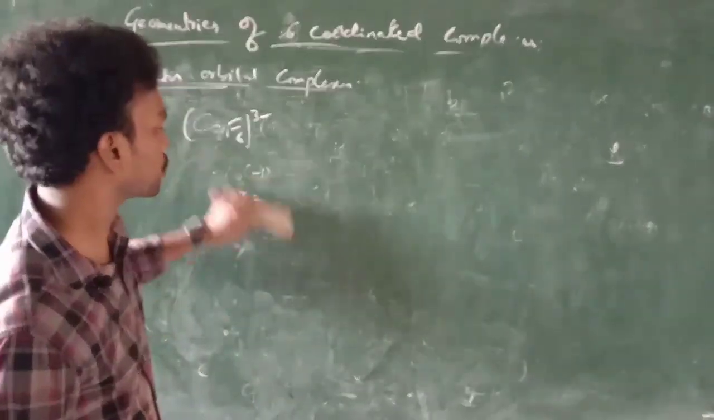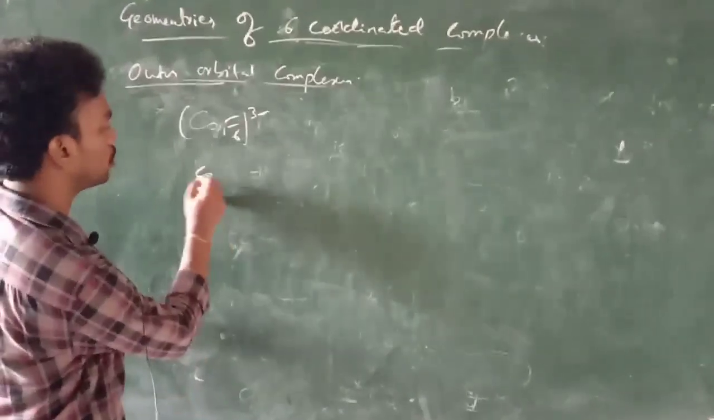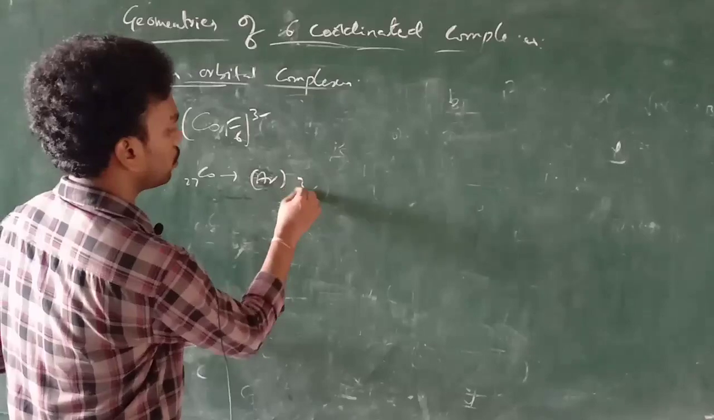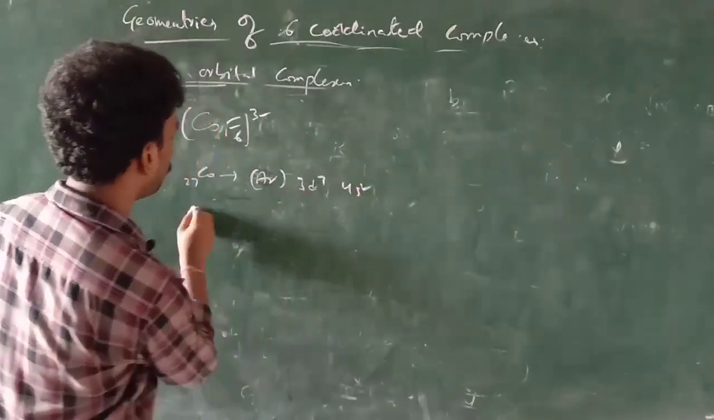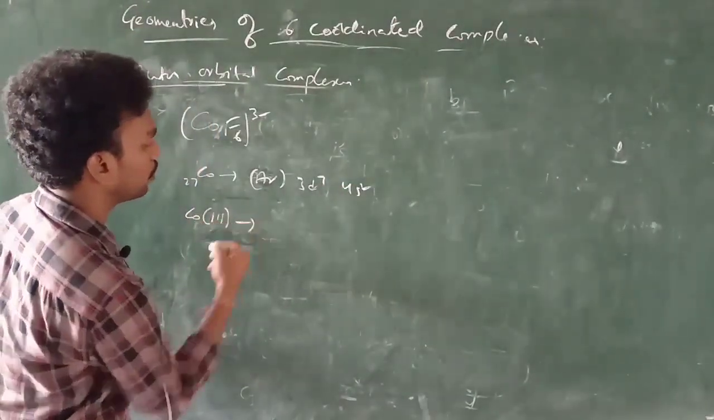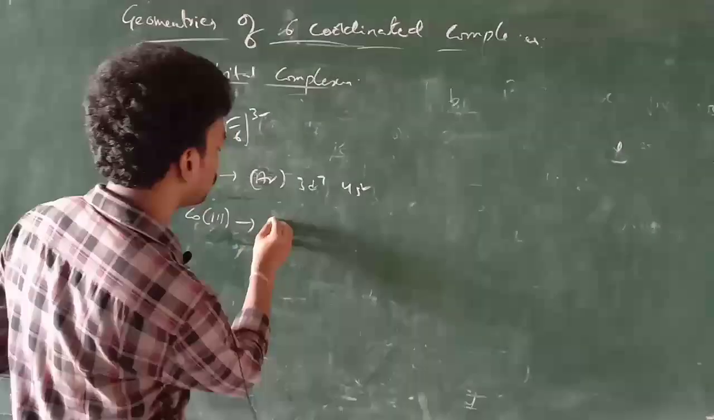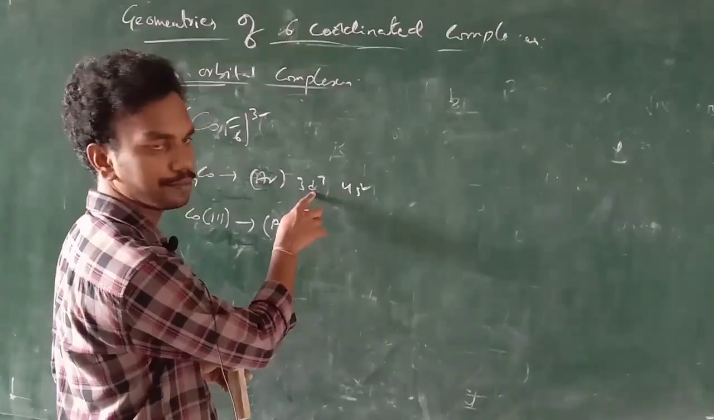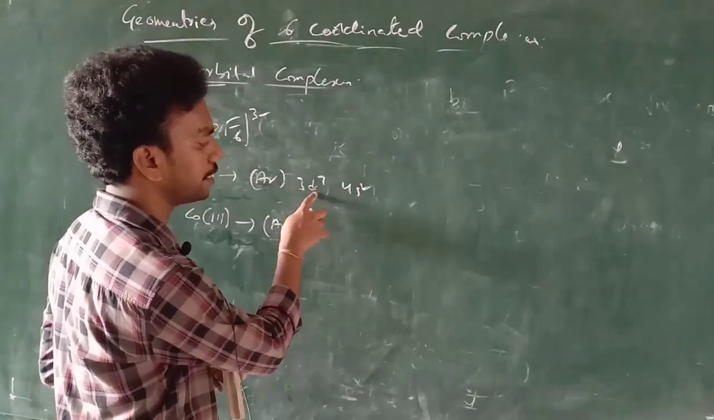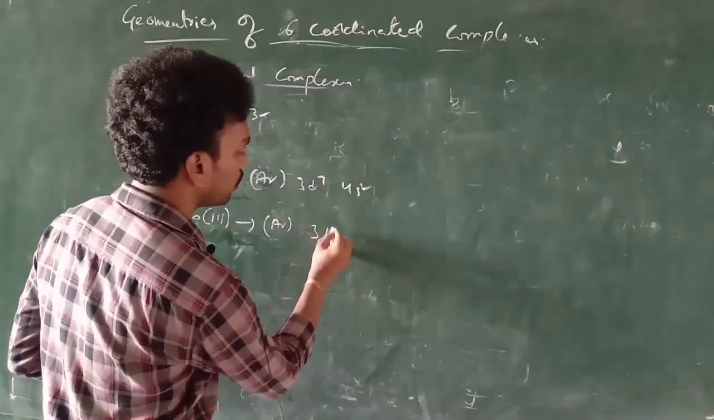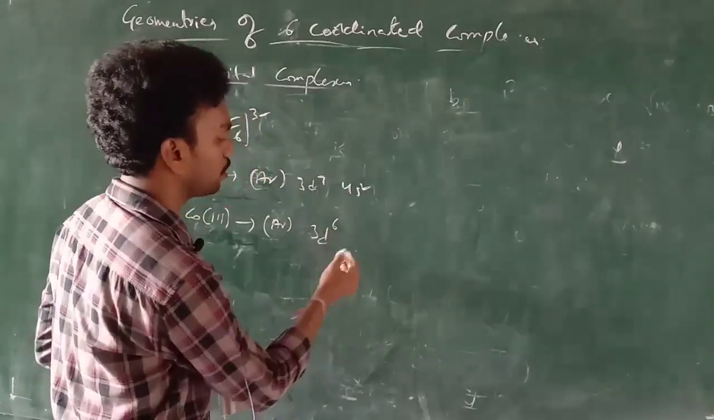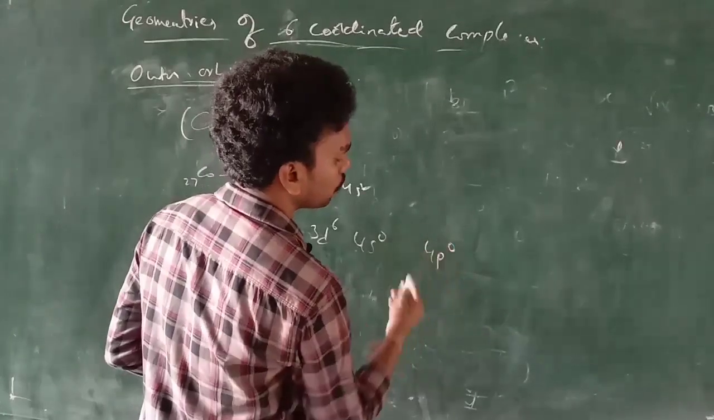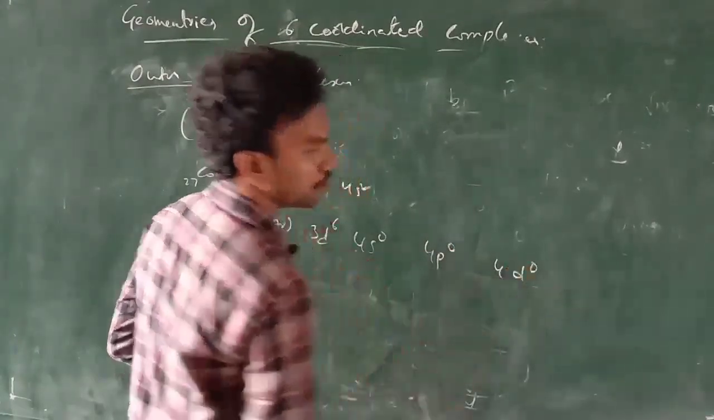Okay. Now cobalt is atomic number 27, so [Ar] 3d7 4s2. For Co3+, it loses 3 electrons. The first 2 electrons are lost from its valence shell, that is 4s, and one more electron is lost from the 3d orbital. So the electron configuration becomes 3d6, 4s0, 4p0, and 4d0. Okay.